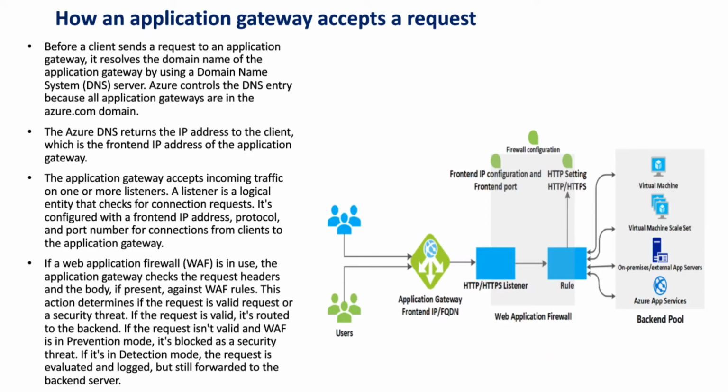Suppose we are using a web application firewall, then the application gateway checks the request header and the body against the web application firewall rules, whatever rules we have configured. If the request goes against these rules, the web application firewall blocks your request. If the request is valid, it will route to the particular backend pools. So basically that's how Azure Application Gateway works. We will see a demo at the end of this video.